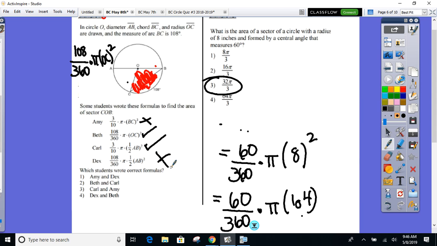Dex, embarrassment. So it looks like Beth and Carl, you can stay.